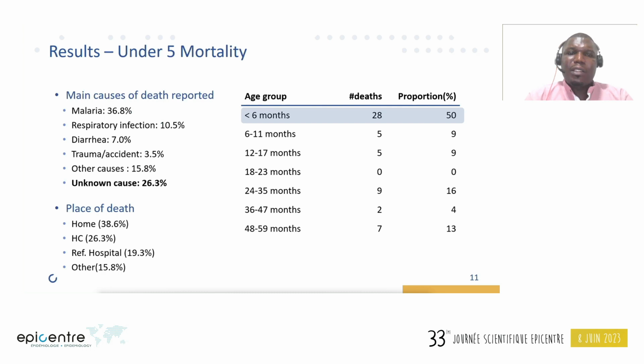On the other hand, we noted that 50% of deaths were recorded in children less than the age of 6 months. In this study, the main causes of death reported were malaria, respiratory infection, and diarrhea. It is worth noting that in more than a quarter of the cases, the cause of death was not known. When it comes to the places of death, approximately 65% of deaths happened at home and also at the healthcare center.